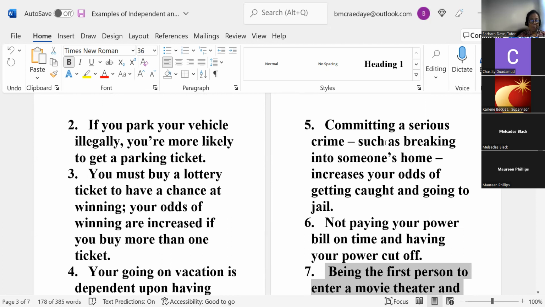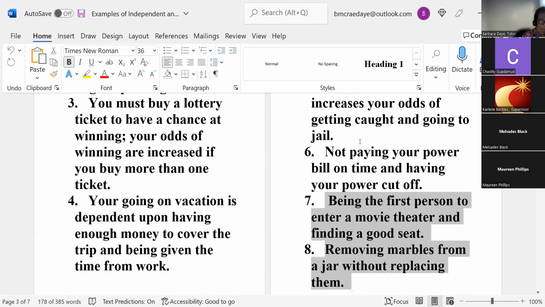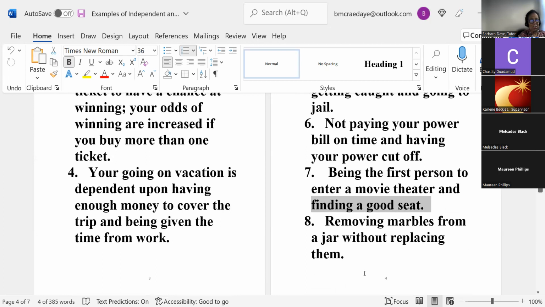Now, what happens when you commit a serious crime? Get put in jail. Increase your odds of getting caught and going to jail. What happens when you don't pay Con Edison? They turn off your power, right? Now, if you go to an event like a movie, and you're the first person there, don't you have a bigger probability of getting a good seat? Yes. That's dependent.